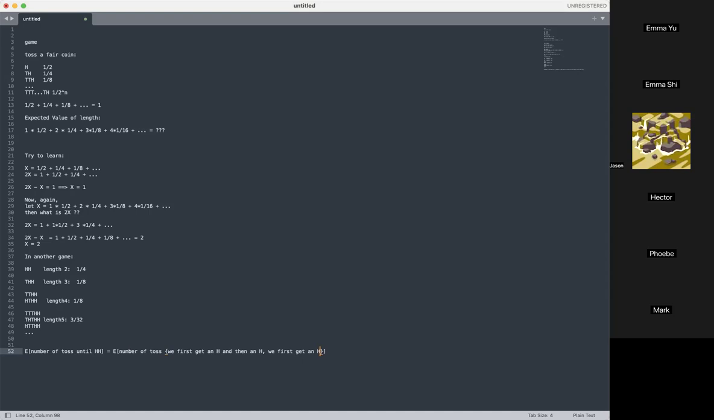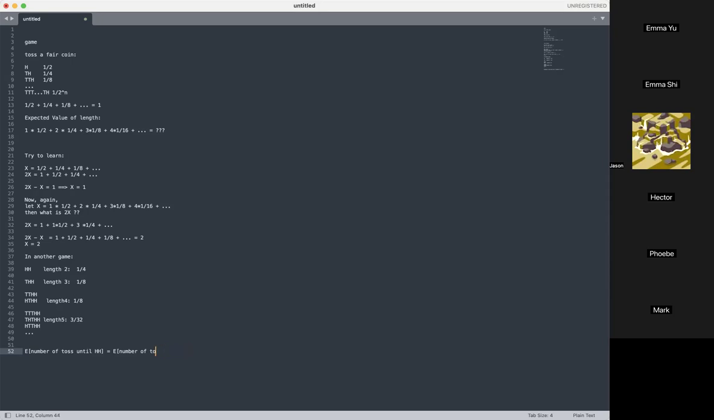but however we are very unlucky, because if we get an H here, then there are two things possible. The next one can be H, or the next one can be a T, right? First get an H, and then a T. Okay, so these are two cases. Then we can say it can either be the number of tosses until HH, right? Until HH. So number of tosses until HH.